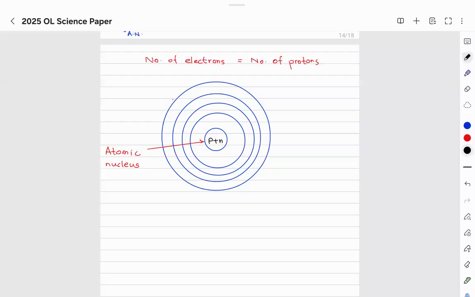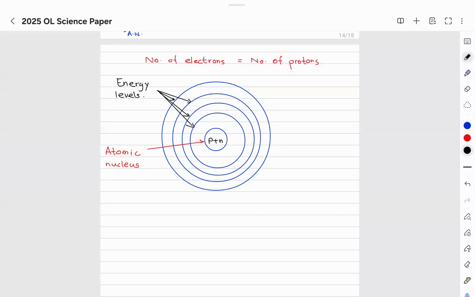Atomic nucleus is neutral. And what are these circles, students? Can you remember what these circles are? These are known as energy levels. Electrons are located in these energy levels, right? This is the structure of an atom.